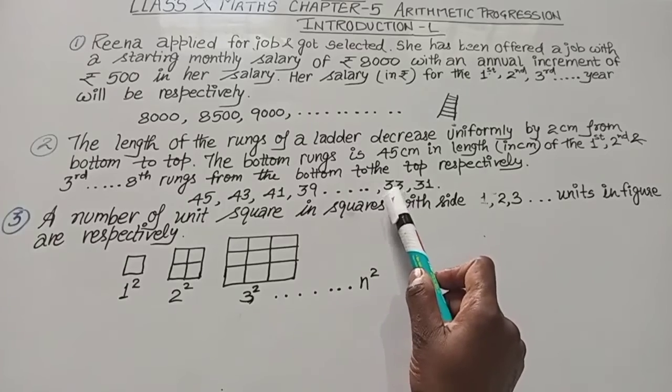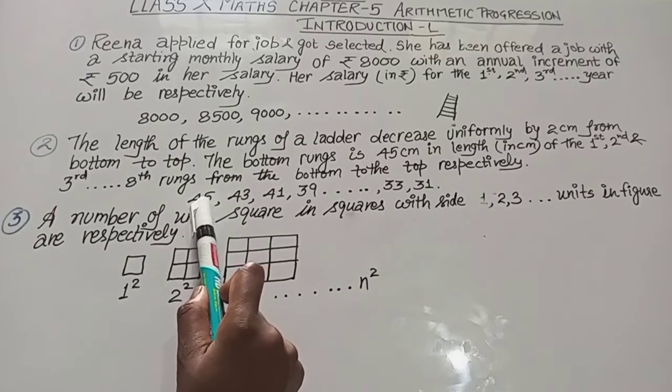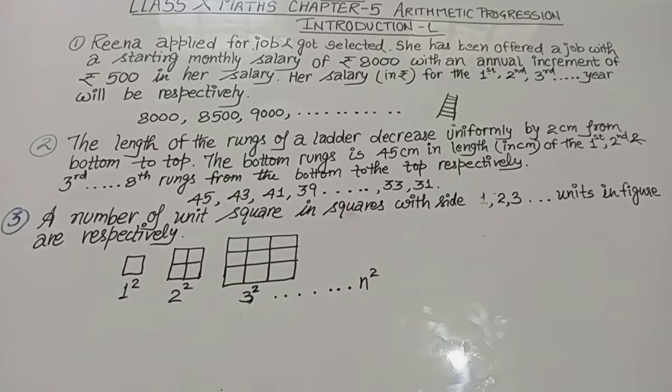So this 33 and 31, it means the first term is 45, and the rungs of the ladder decrease uniformly by 2 centimeters: 45, 43, 41, 39, 33, and 31.